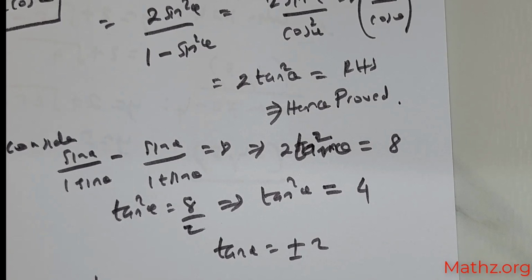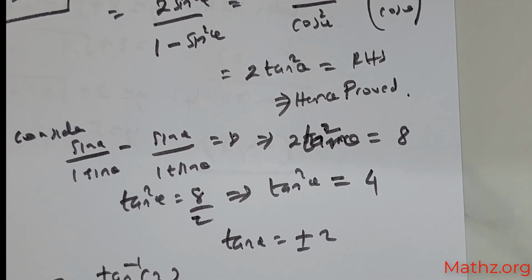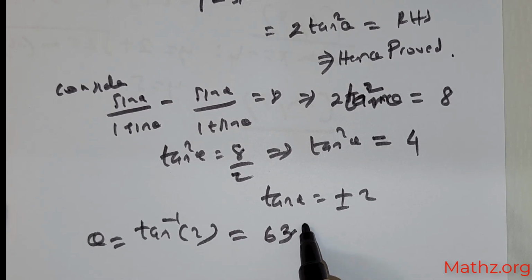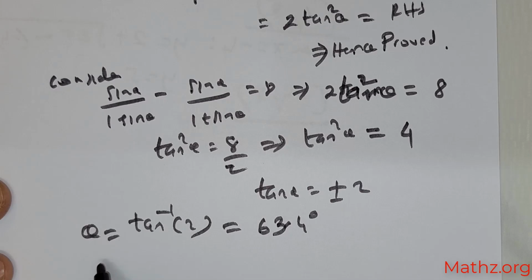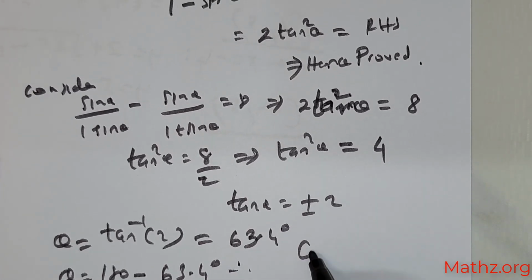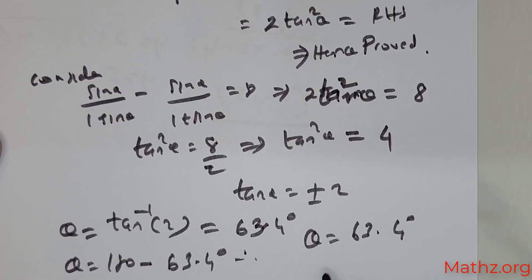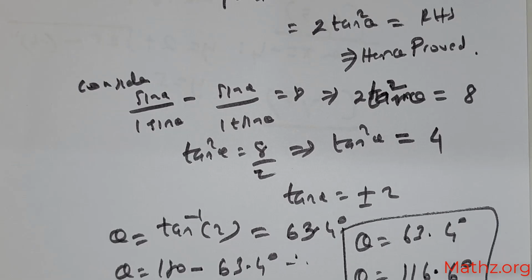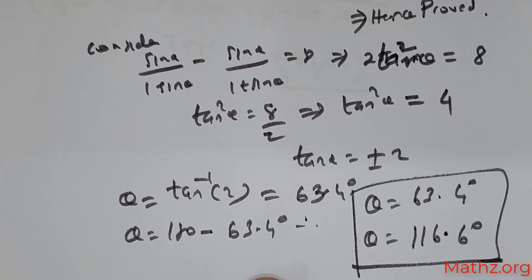So I'm going to be taking it as tan inverse of positive 2. And if you had to use a calculator, this will be approximately 63.4 degrees. And we also need another theta, so that is obtained by, from 180 you subtract 63.4 degrees. So therefore you have two values. So theta is equal to 63.4 degrees is one value, and theta is equal to 116.6 degrees. So these are the two values of theta, and this is the entire question.